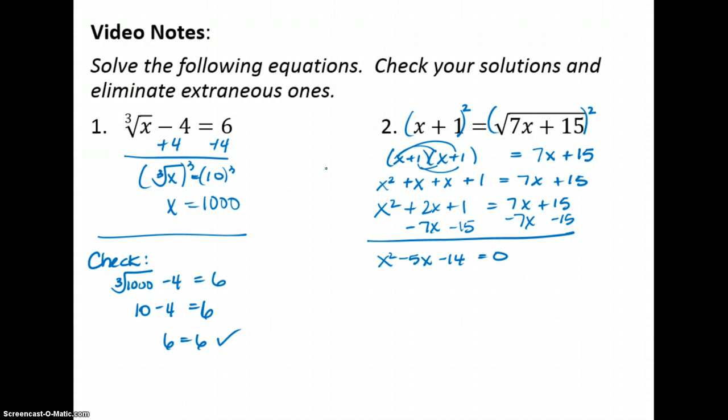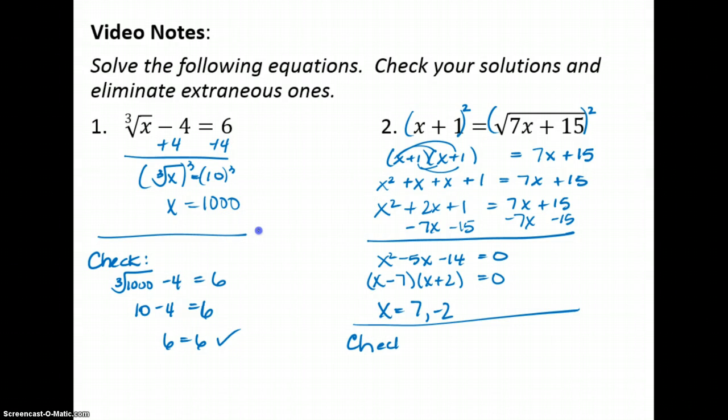Again, I have a quadratic, with all my terms on one side in standard form set equal to 0. Now I will factor, and I have x minus 7 times x plus 2 equals 0. What multiplies to negative 14 and adds to negative 5? So our solutions are x equals 7 and negative 2. Before we move on, we have to check our solutions in the original equation. Notice that's before I've squared both sides. So I'm going to check to see if 7 and negative 2 actually work.